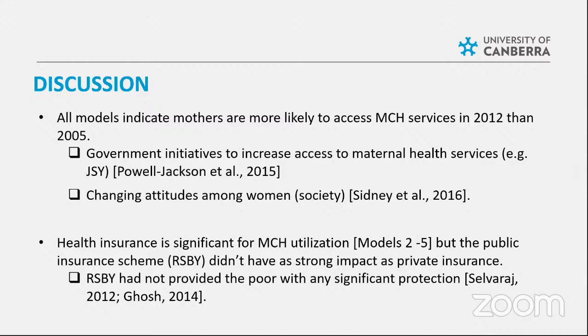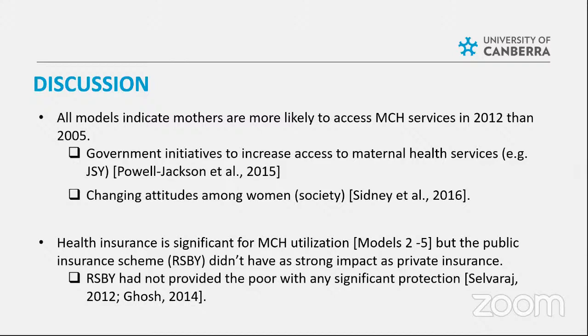As we noticed in our tables, models 2 to 5 also showed that households with insurance were more likely to access MCH services than those without insurance. Health insurance is expected to reduce the burden of costs associated with healthcare, so it would encourage more mothers to access MCH services. However, our results indicated that the publicly funded insurance scheme did not have as strong an impact on MCH utilization as private insurance. Now, this could be because RSBY is not providing poor Indian families with any significant protection from financial risks.